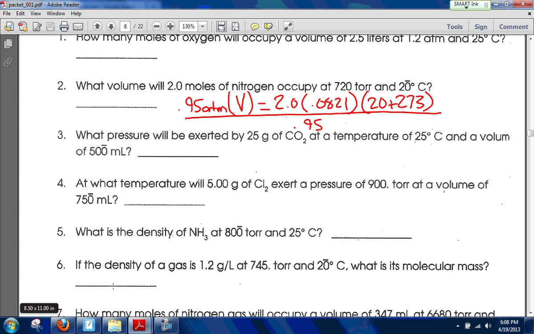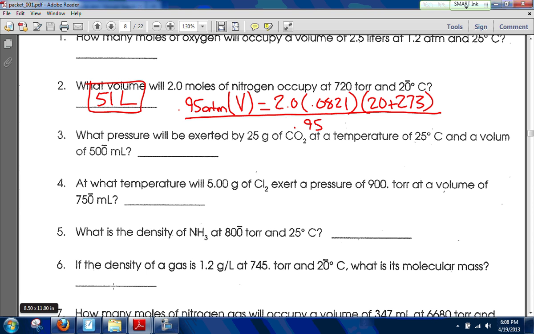2 times 0.0821 times parentheses 20 plus 273 divided by 0.95, and we get 50.64, which will round up in this case to 51 liters.